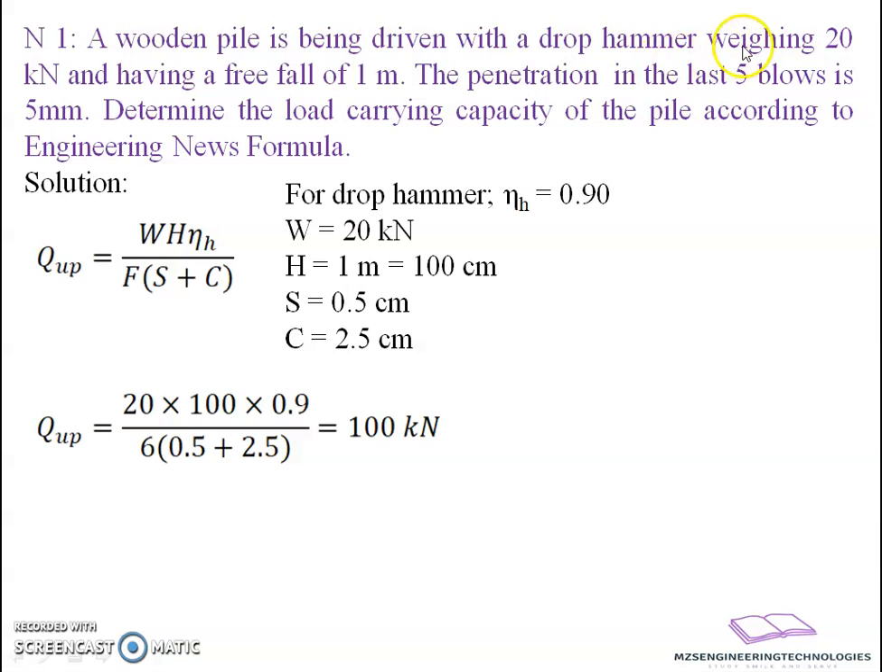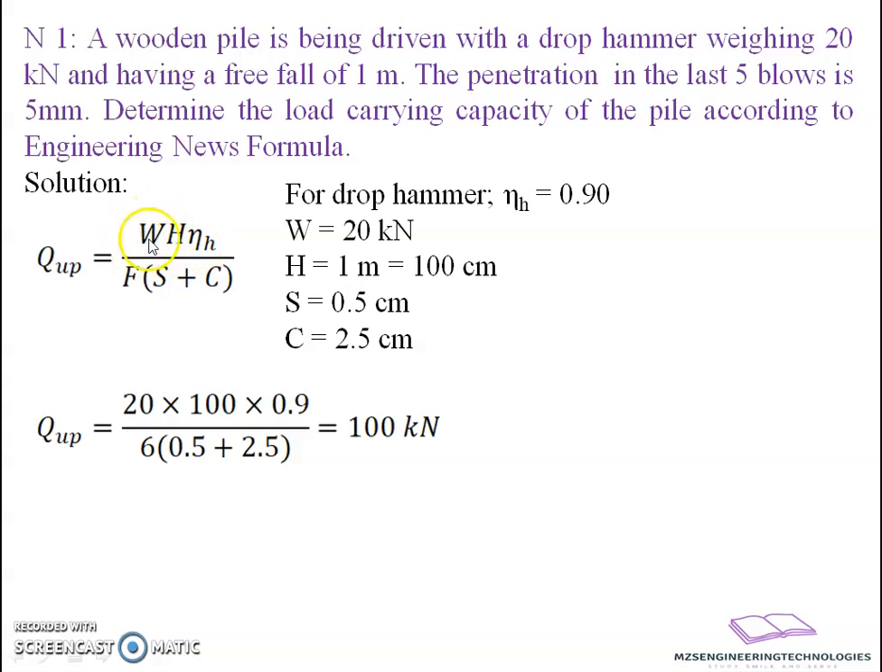being driven with the help of a drop hammer. The hammer weight is given to us. The free fall height of the hammer is also given, and the penetration observed by the pile in the last 5 blows is also given, and we have to simply fit this given data into the formula and get the capacity of the pile. So Qup is equal to W into H into eta_h divided by F times (S plus C). This is the engineering news formula which we have learned in the previous article.